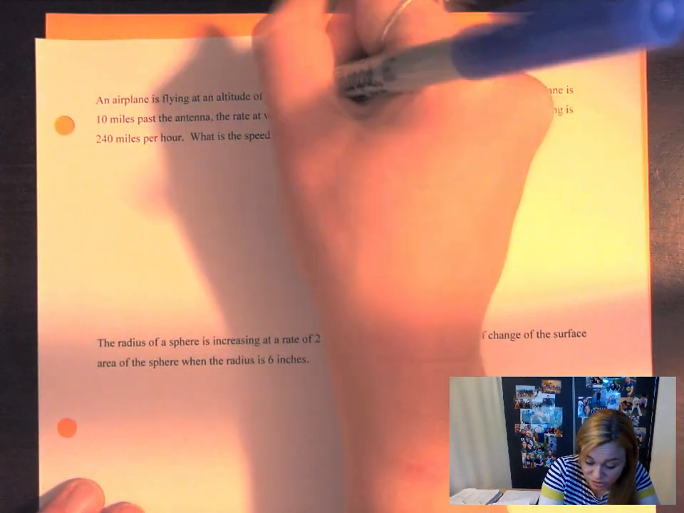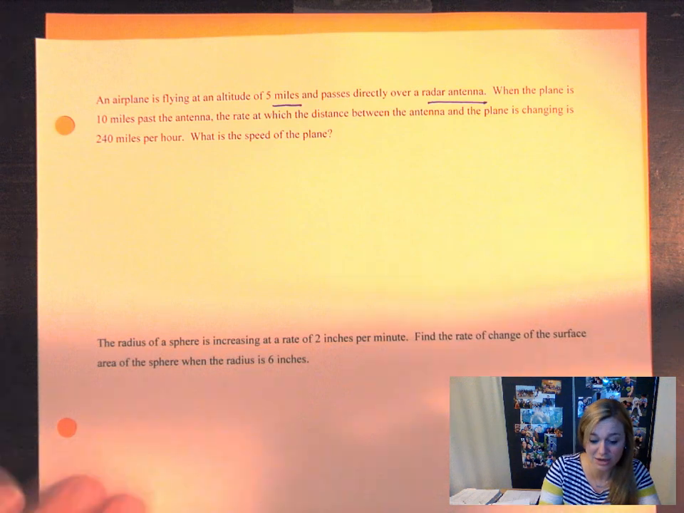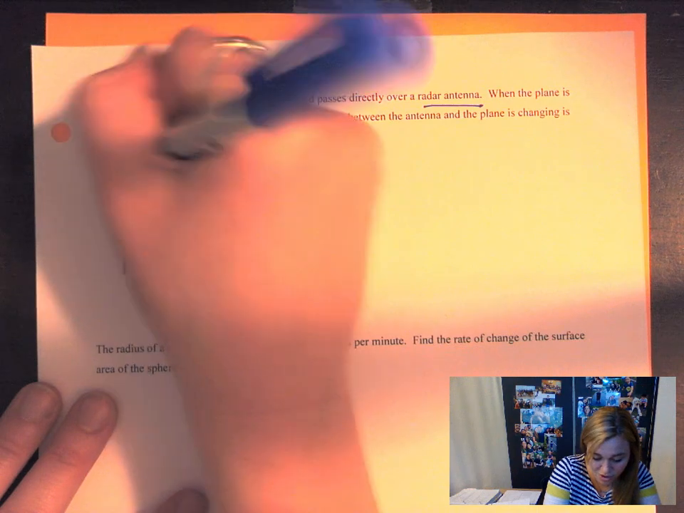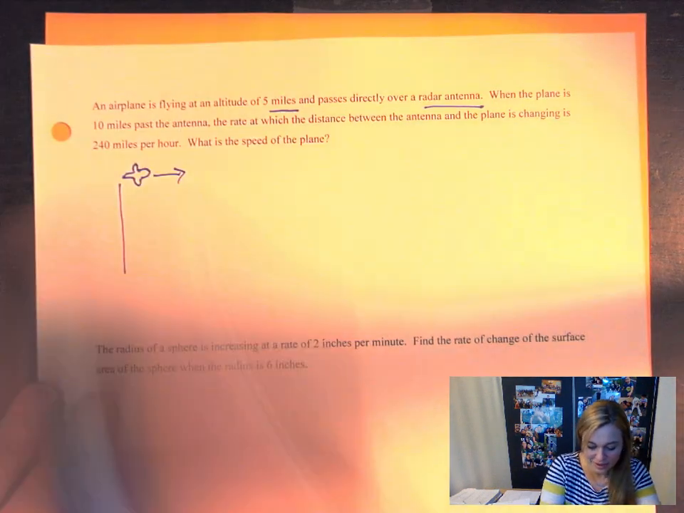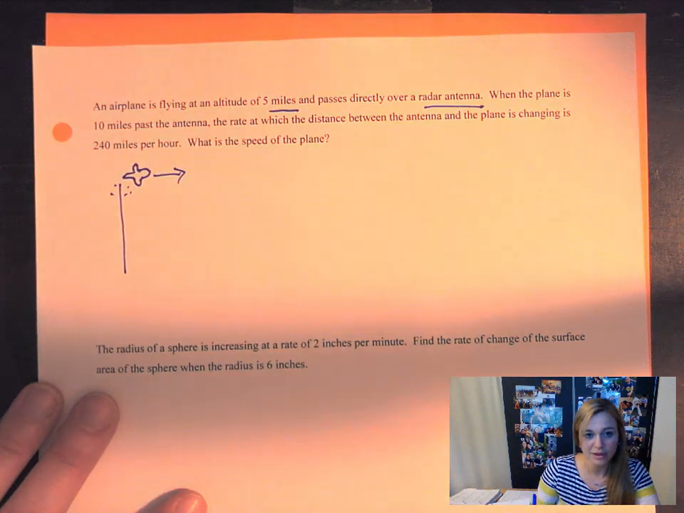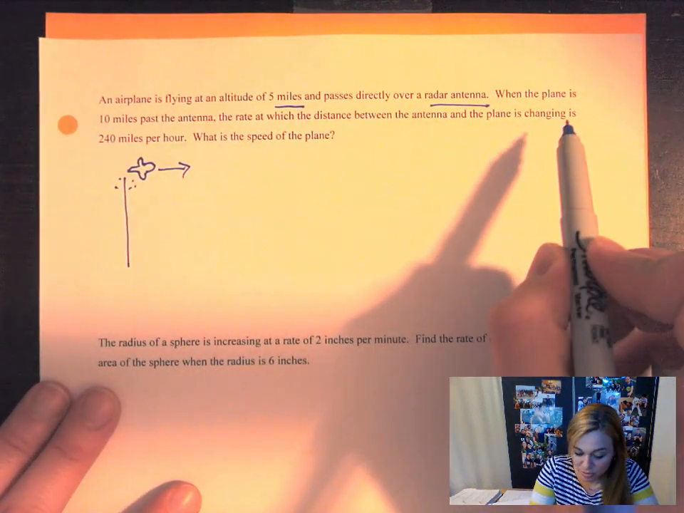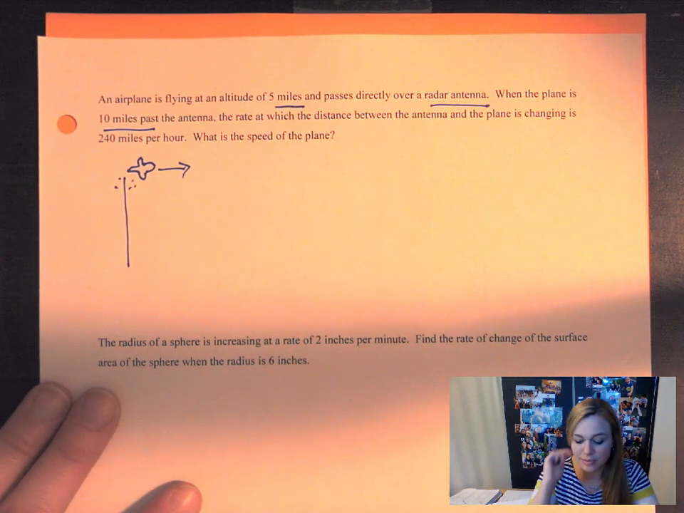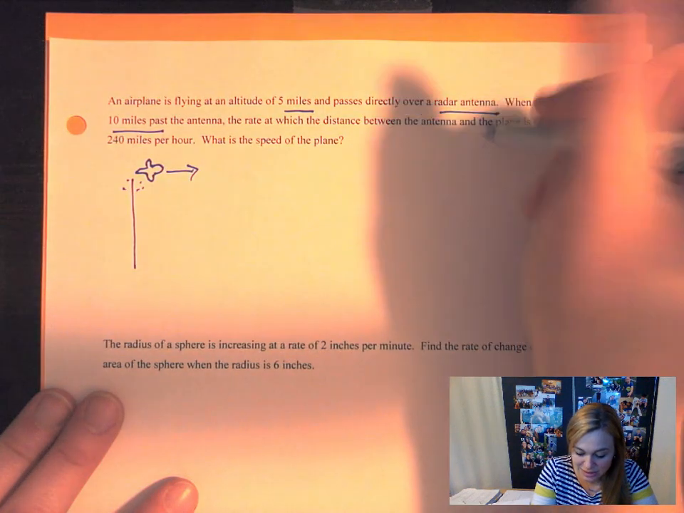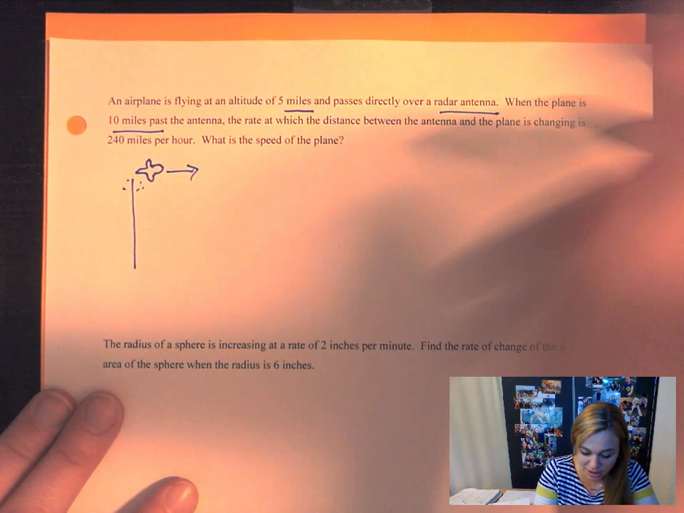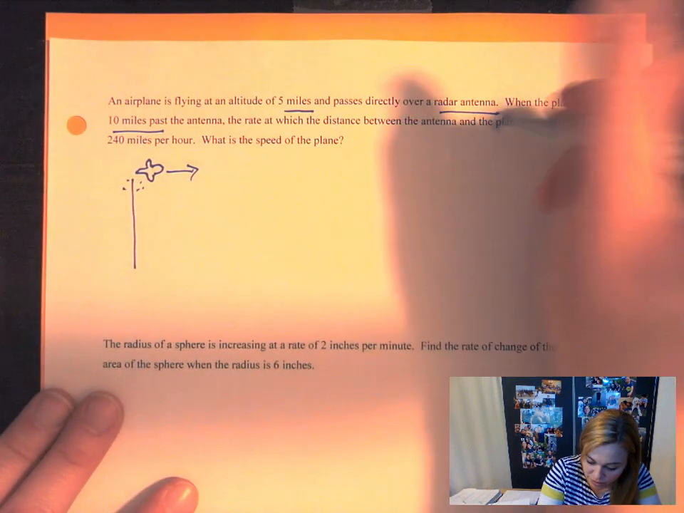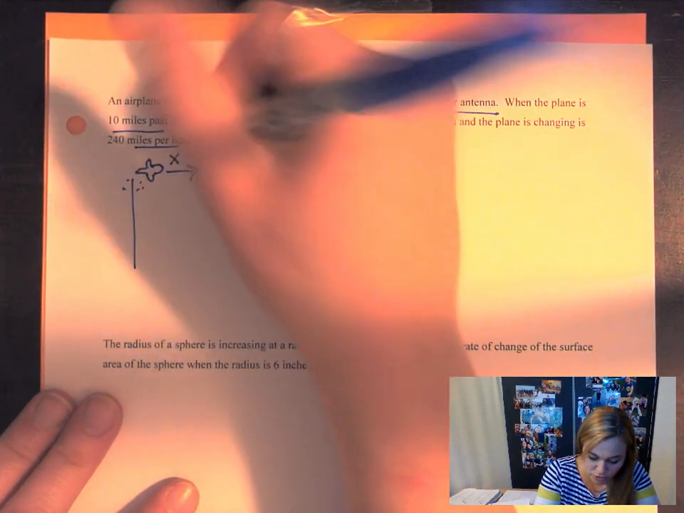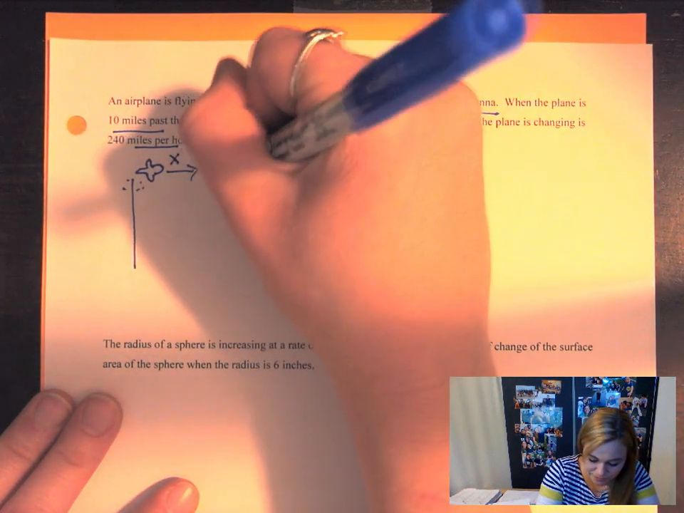Okay, an airplane is flying at an altitude of 5 miles and passes directly over a radar antenna. So we've got an airplane. This is going to be such a good drawing. That's an airplane, it's flying that way. This is a radar antenna. When the plane is 10 miles past the antenna, so this is only for a moment, because it keeps flying, the rate at which the distance between the antenna and the plane is changing, so we're talking about the rate up here. Let's call this x. Is 240 miles per hour. So I'm going to call that dx dt is 240.